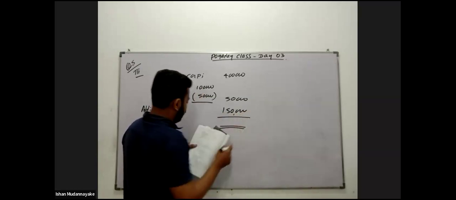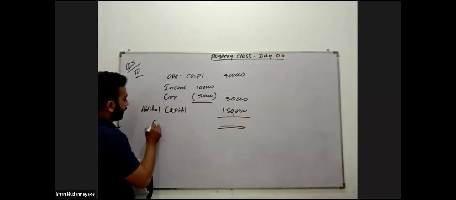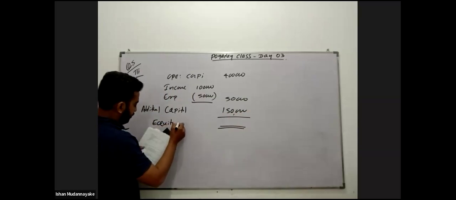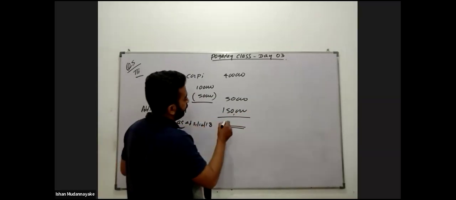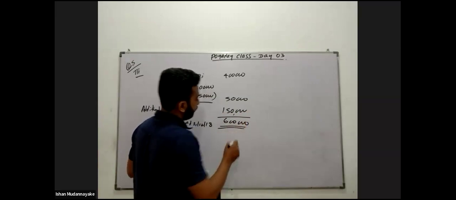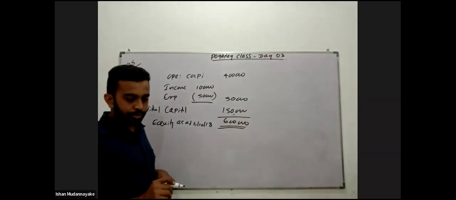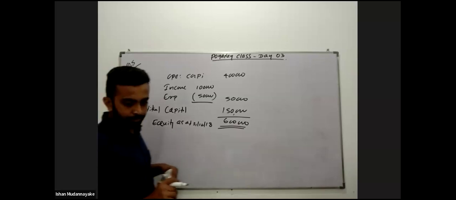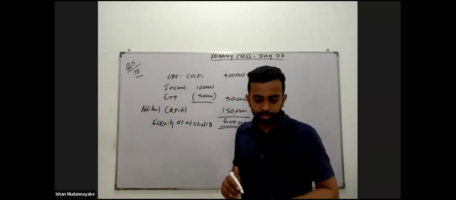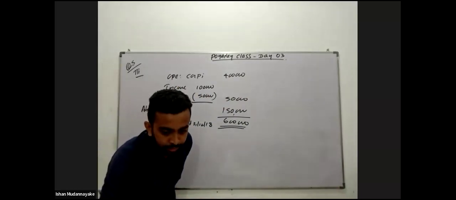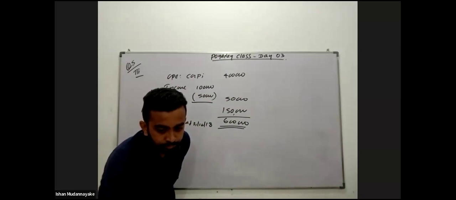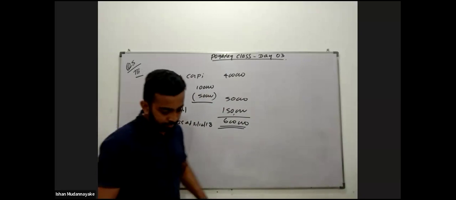And then students, closing equity. As at 31st December 2018, equity, how much? 600,000 equity. Close equity 600,000. Okay. Done.